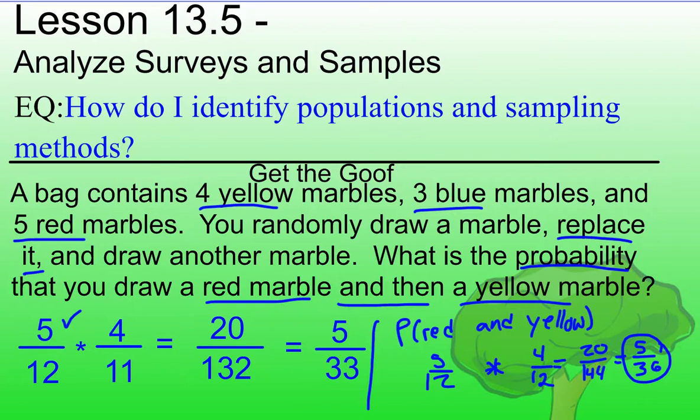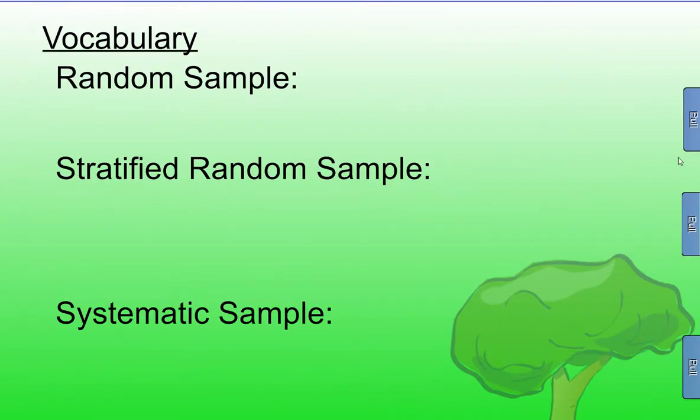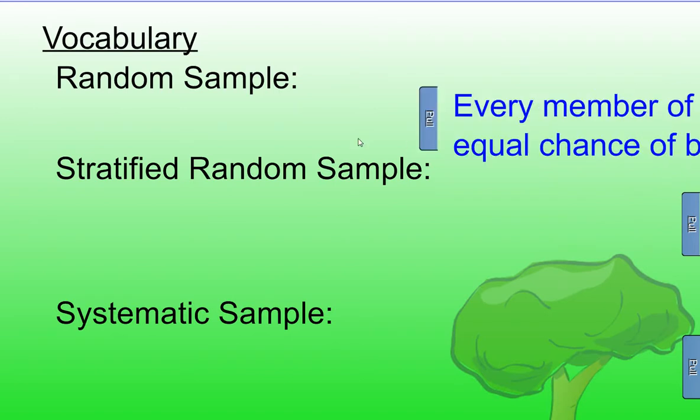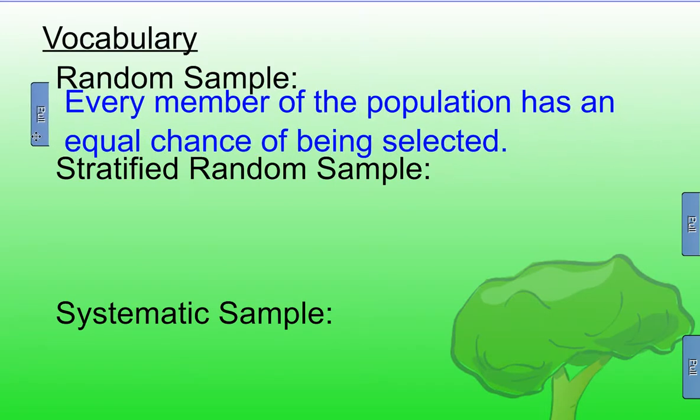We have a bit of vocab here today. The first of them is a random sample. A random sample is when every member of a population has an equal chance of being selected. So that would be, for example, picking a marble out of a bag, picking a student from a classroom. Just if everybody has an equal chance of being picked, that would be a random sample.